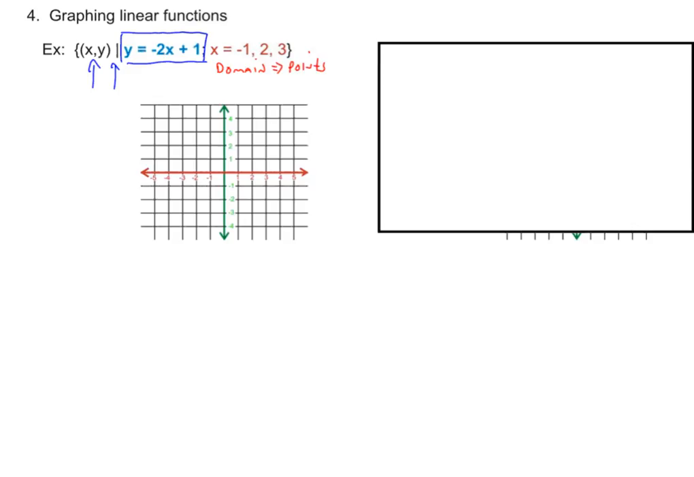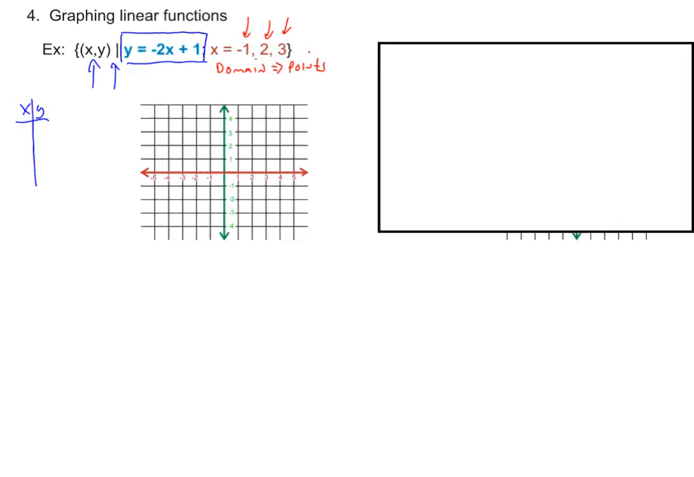The reason, our domain is only -1, 2, and 3. We only have 3 guys. -1 guy, 2 guy, and 3 guy. And that's it. So this is just going to be 3 points. How do I graph it? I do an XY chart.